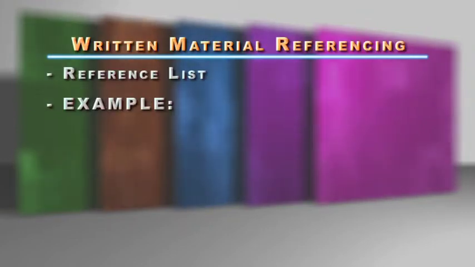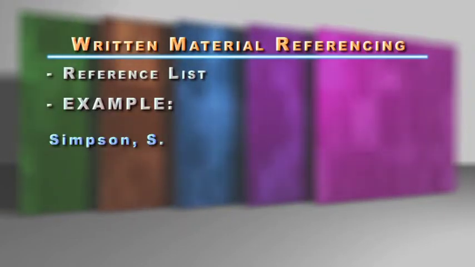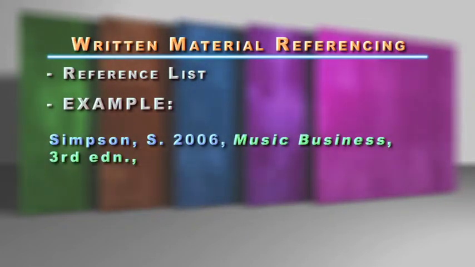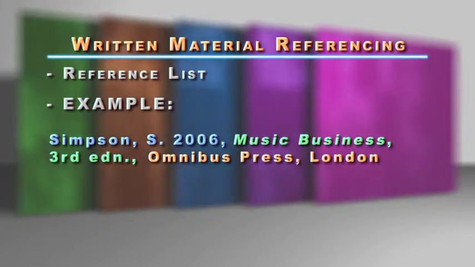In the reference list, the author's surname and initial are followed by the year of publication. The title of the book is in italics, and then the edition is mentioned if it is not the first edition. Finally, the publisher and their location are at the end of the reference.